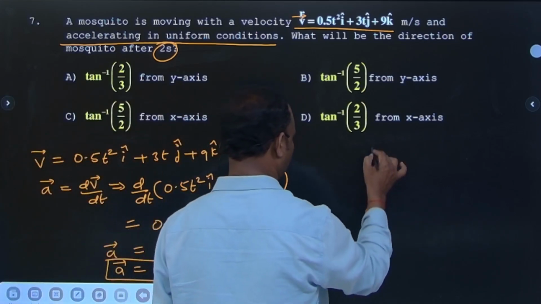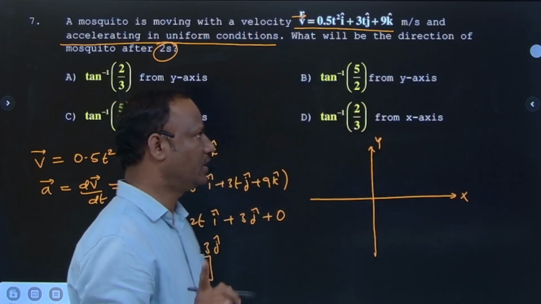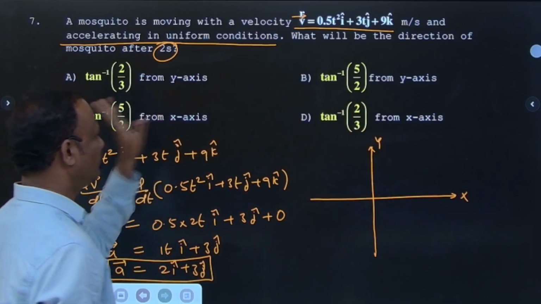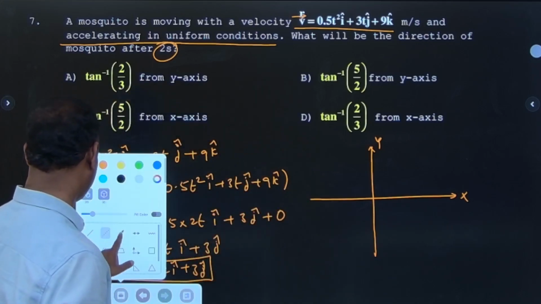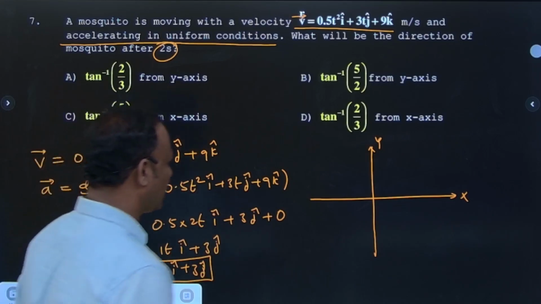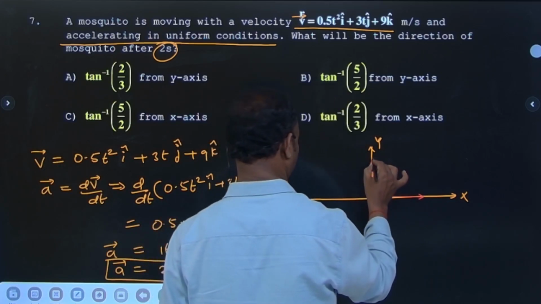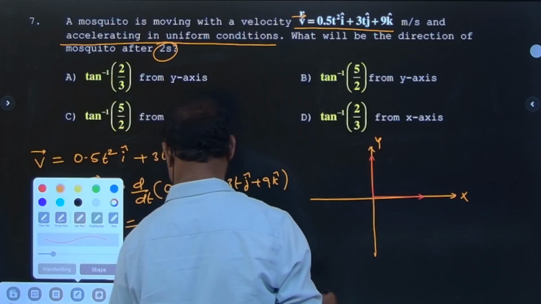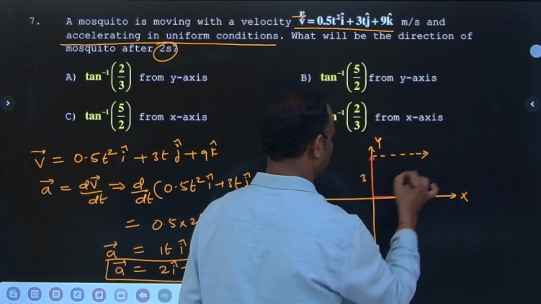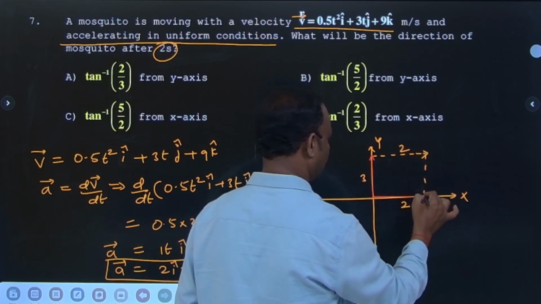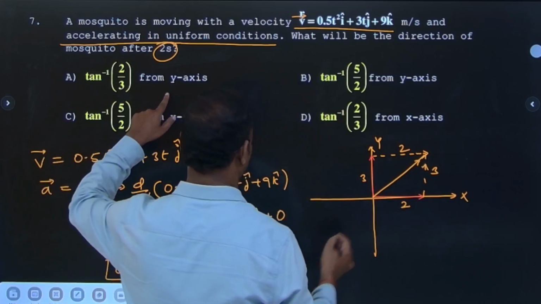Okay. So first, in the coordinate system, if we choose this as x and y, we need to respond according to the options, with the x-axis and with the y-axis. First one is 2 i cap. Next one is 3 j cap. So this is 2, this is 3. Parallel to this, draw a vector. Yes, so it is also 2. Parallel to this, draw a vector. This is 3. This is the resultant. Okay, with the y-axis.